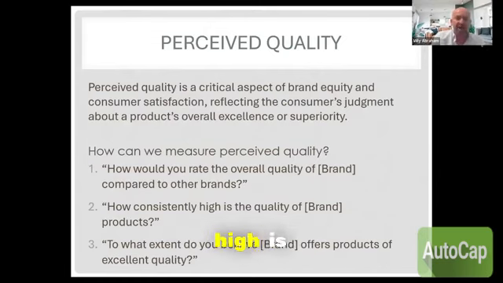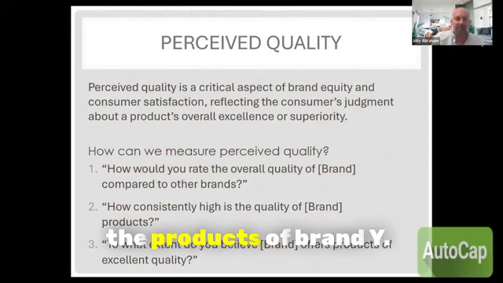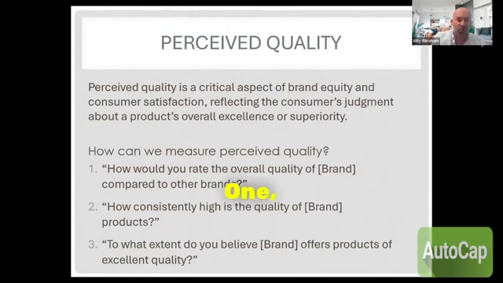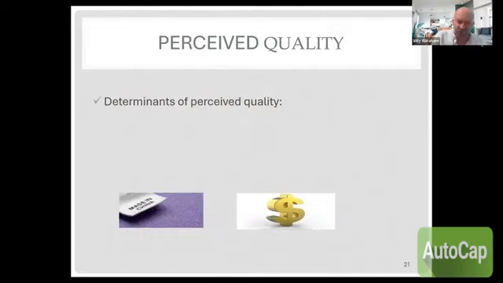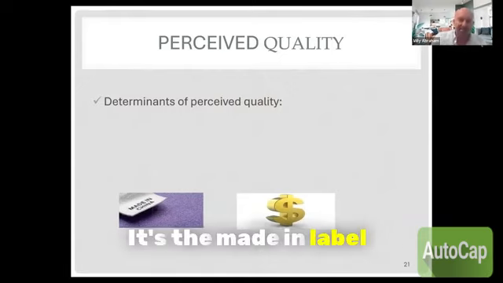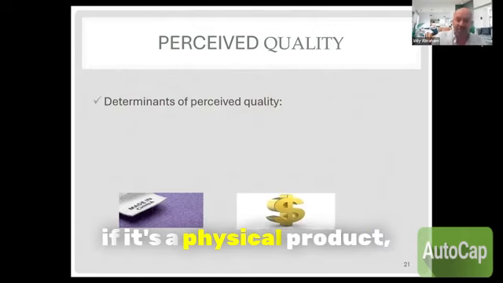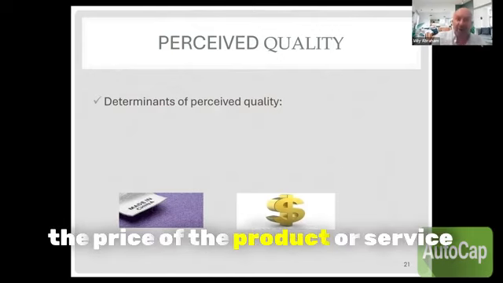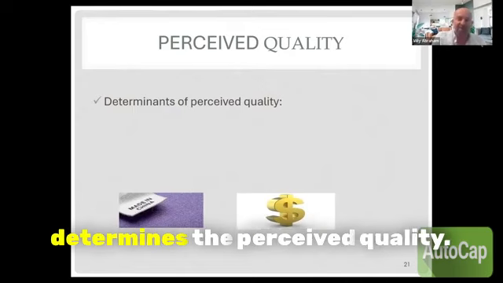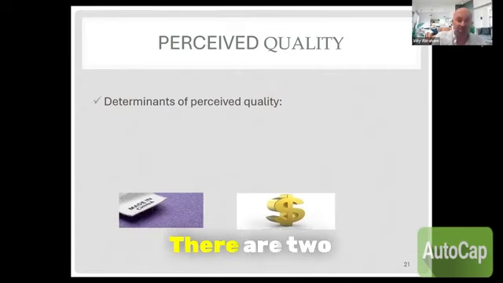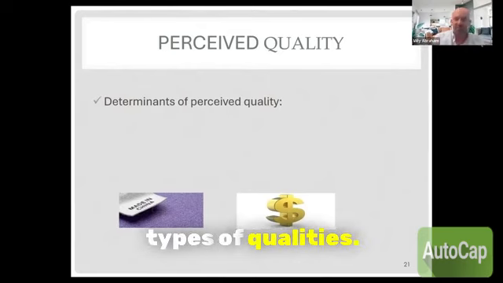How consistently high is the quality of the products of brand Y? 1, very inconsistent. 7, very consistent. Okay? Now, something for your general knowledge, according to research, and this is something that we can see in all industries, there are 2 general determinants of perceived quality. It's the made-in label, if it's a physical product, but in general, the price of the product or service determines the perceived quality.